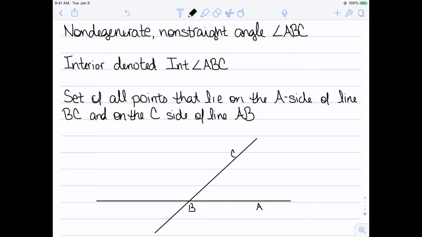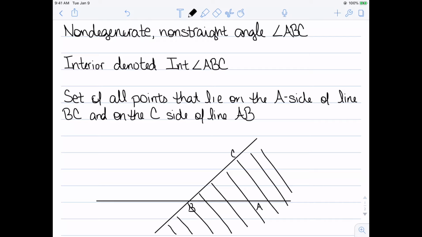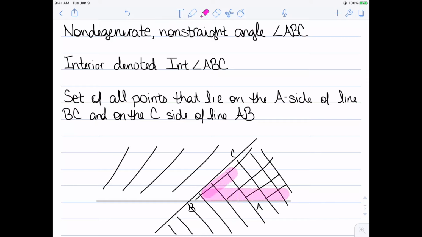So here I have a picture of my angle and the lines BC and AB. I start with the set of all points that lie on the A side of line BC. So the A side would be this side over here, so all of the points over here. At the same time, I need everything that lies on the C side of line AB. That would be up here. So the actual interior of the angle would be where they overlap, throughout here.